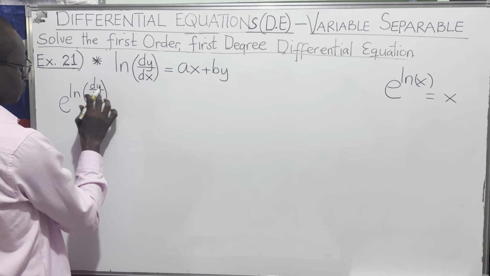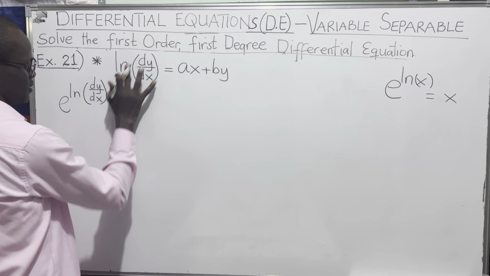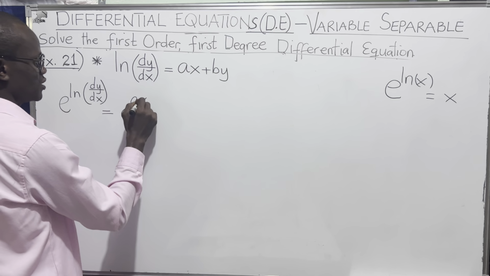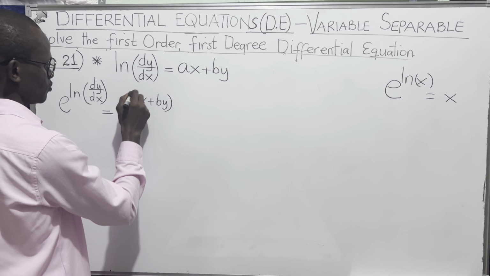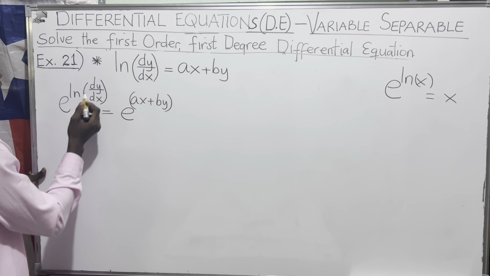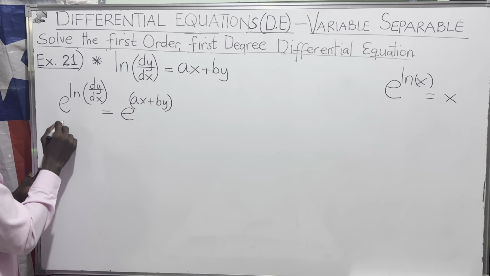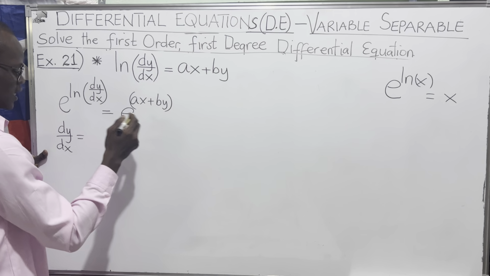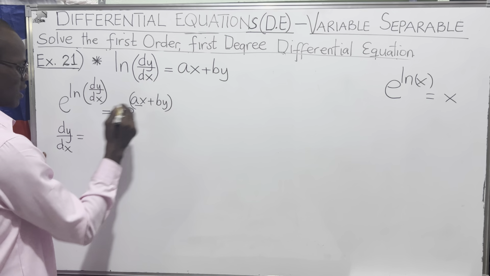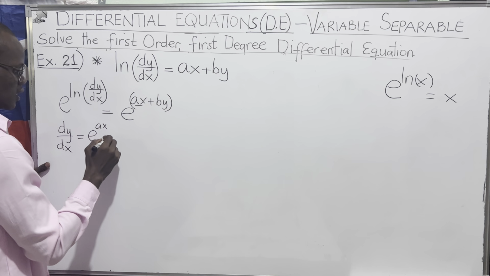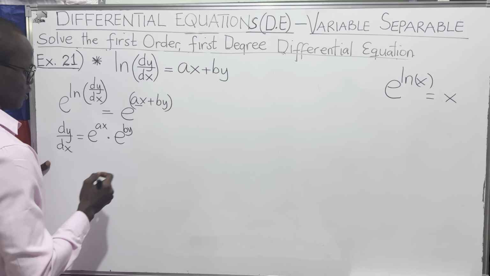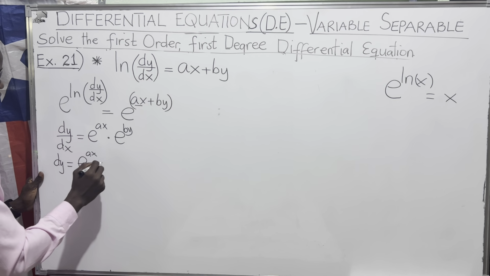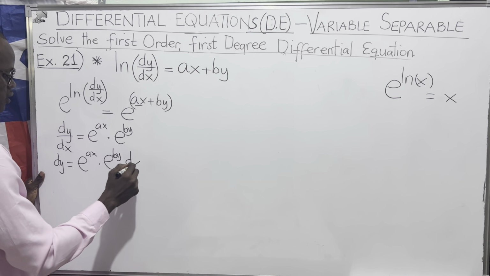Since we say e raised to this on this side of the equation, we must do the same on the right hand side of the equation by saying e raised to ax plus by. Now e raised to the ln of dy by dx is just equal to dy by dx, and then e raised to ax plus by, we can separate it. Since we have x and we have y, we can separate. So it's e raised to ax times e raised to by. We cross multiply, and you will have dy equals e raised to ax times e raised to by dx.